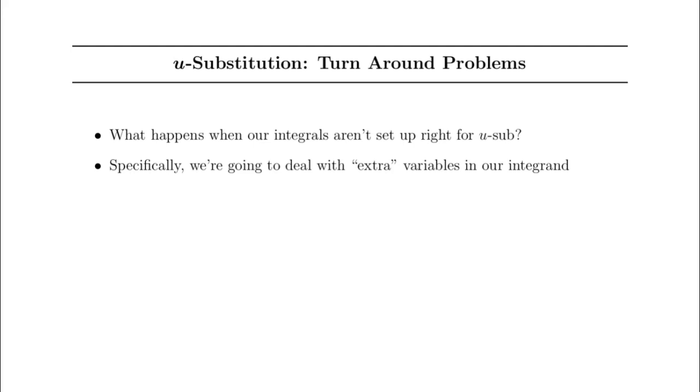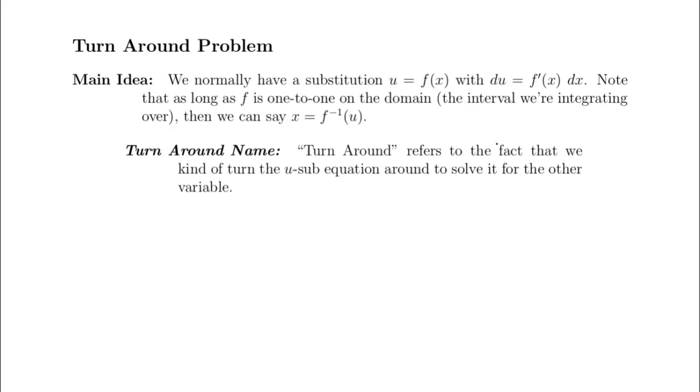When we try to do our u-substitution, there are extra variables in our integrand. What that means is there are x's that don't belong as a part of the u that we substituted or the derivative of those u's, the du part that we substitute. If you've got extra x's floating around, how do we deal with those? And we're going to use this turnaround example idea.